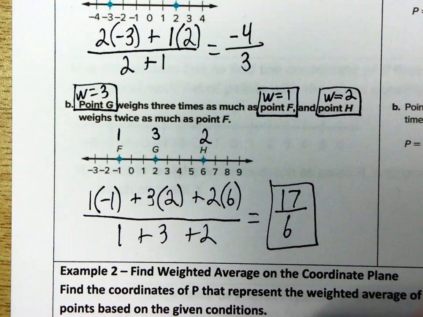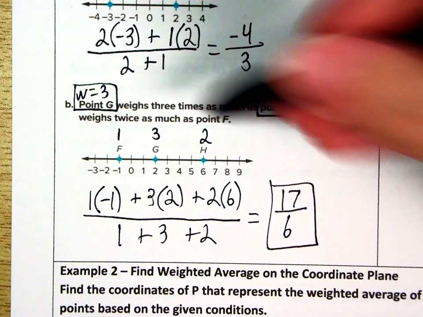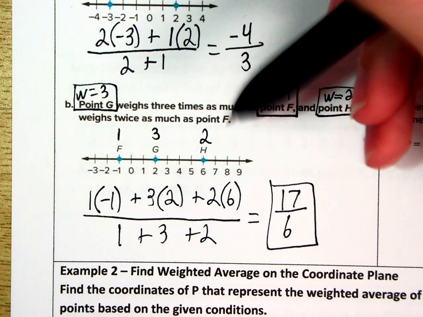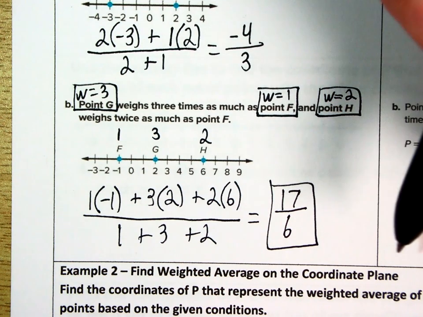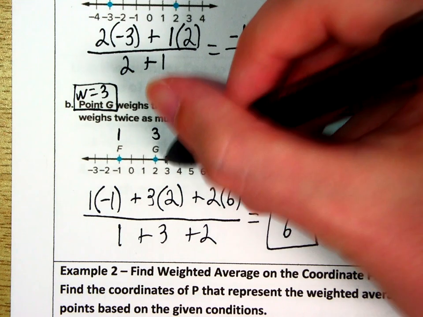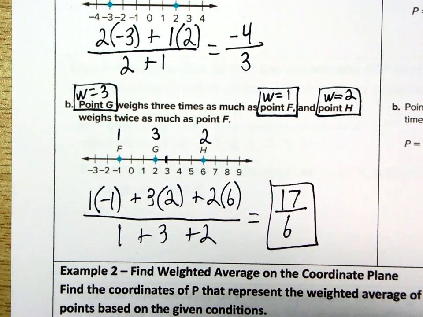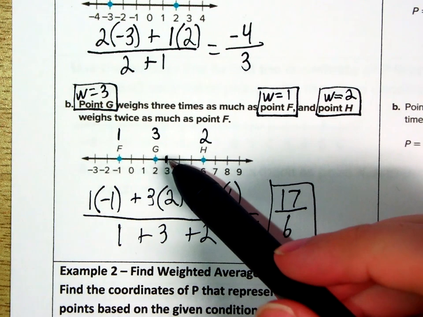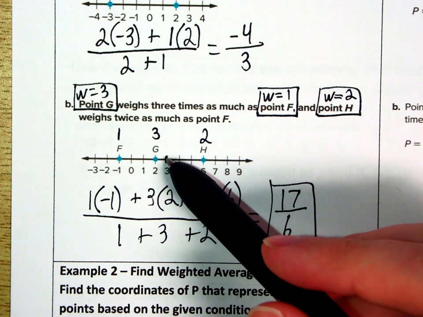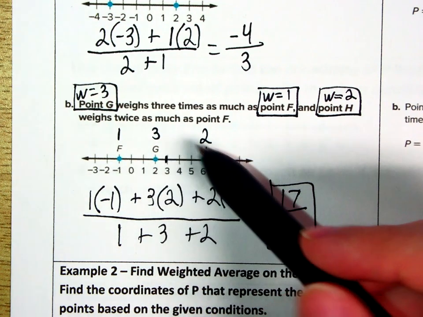That would be our coordinate on the number line where we could balance these 3 points with those given weights. 17 over 6, that's nearly 3. So it'd be like right there on the number line if we wanted to place a balance there, or if we wanted to balance the number line on our finger, that would be the spot to balance it so that one side stays the same as the other side.